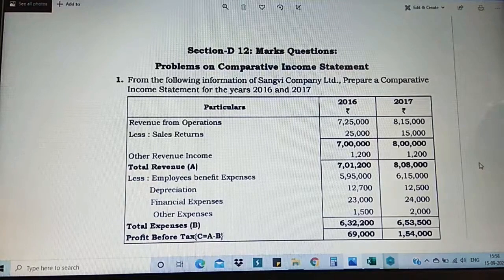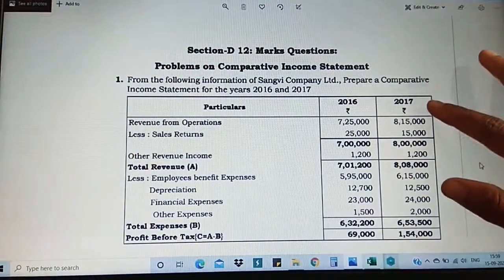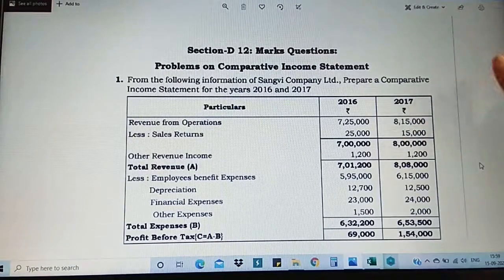Observing the question, we are given problems on comparative income statement. So what does this comparative income statement actually mean? You people know the format of income statement, right? If you know that format, that's more than enough. The calculation is very easy. The word comparative tells us that we are going to compare. Suppose they give 2 years or 3 years, we are going to compare the present year with the previous years of whatever transactions are made by a company.